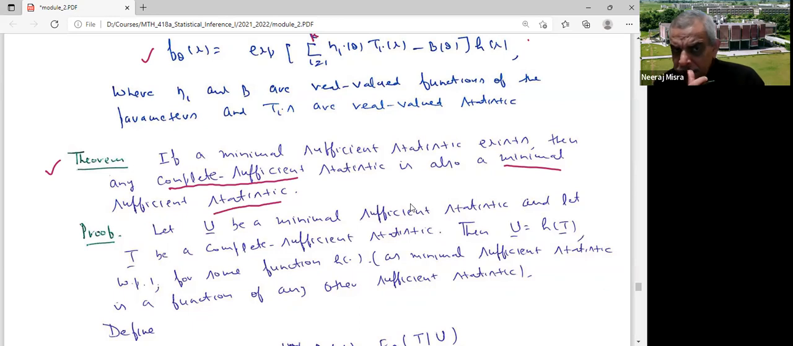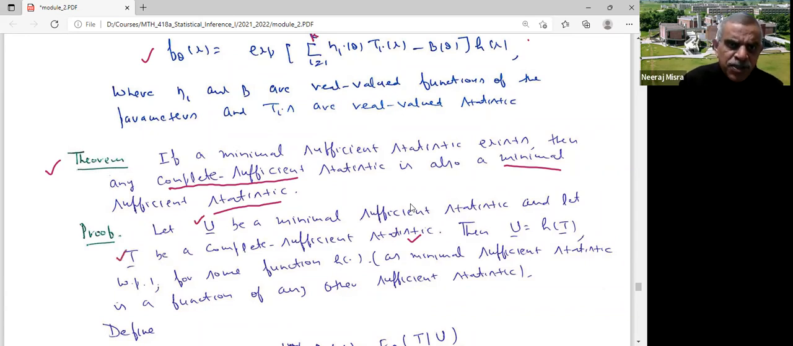Let us try to prove that. So let U be a minimal sufficient statistic and let T be a complete sufficient statistic. Now, if I can show that T and U are one-to-one functions of each other, I am done. That means T is a function of U and U is a function of T. Because you know that any one-to-one function of a minimal sufficient statistic is again minimal sufficient. Now, since U is minimal sufficient, it will be a function of any other sufficient statistic.